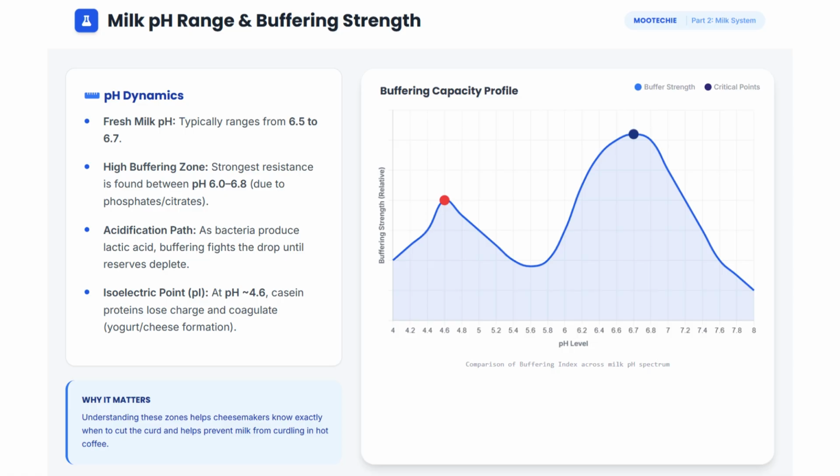are depleted. The isoelectric point at around pH 4.6 is where casein proteins lose their charge and coagulate, leading to yogurt or cheese formation. Understanding these zones helps cheesemakers know exactly when to cut the curd and helps prevent milk from curdling in hot coffee. A graph of the buffering capacity profile would show the buffering strength starting at a baseline level, rising to a peak around the natural milk pH, and then decreasing as it moves towards the isoelectric point.